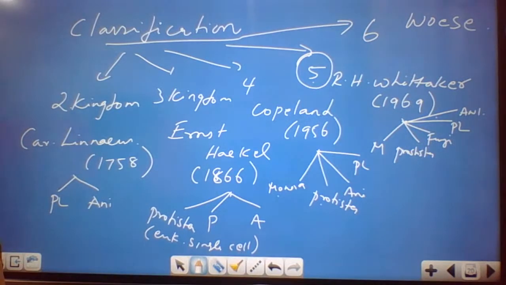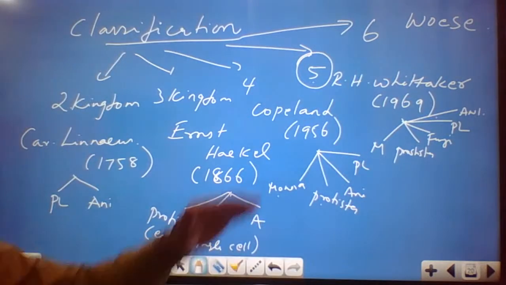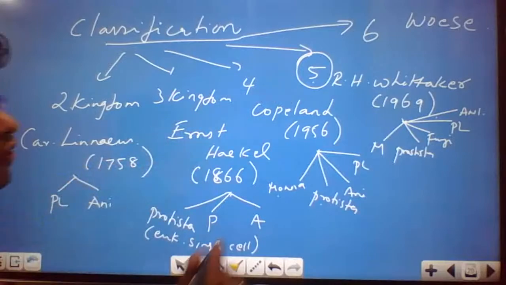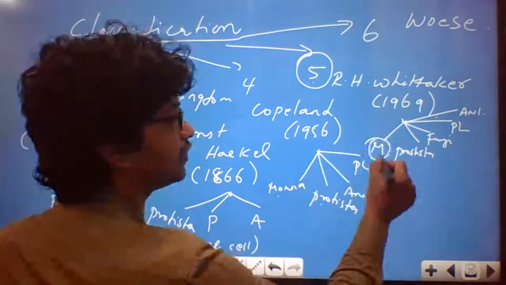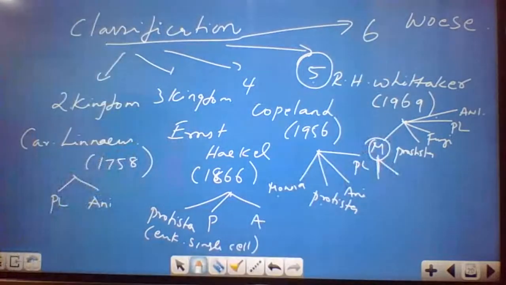Okay, and coming to the six kingdom classification. There was only one additional separate kingdom placed in the six kingdom concept. There was a division of the Monera, so the division of Monera took place into two actually.